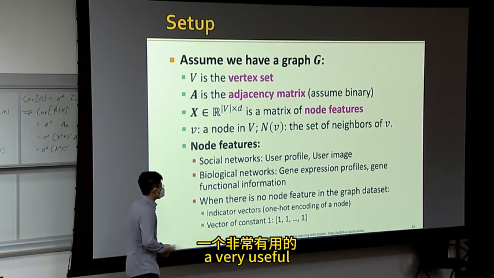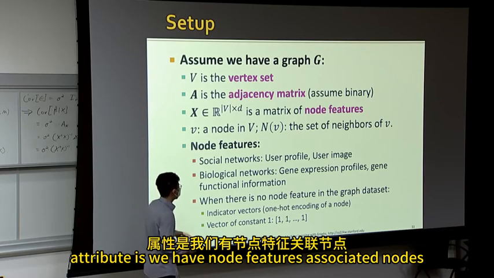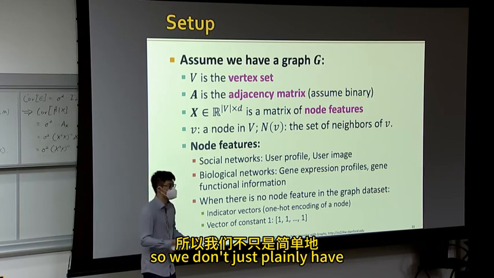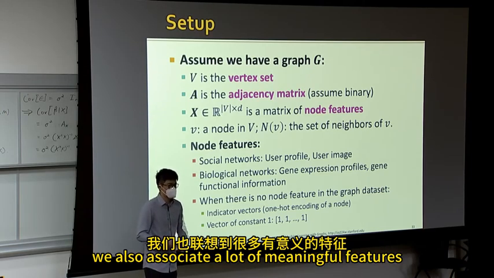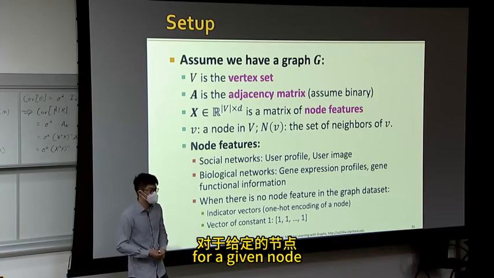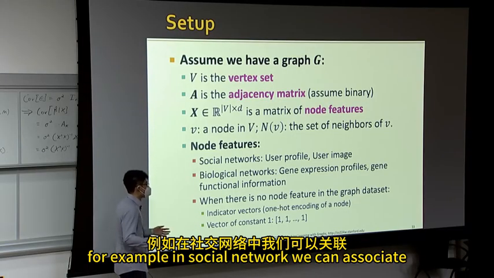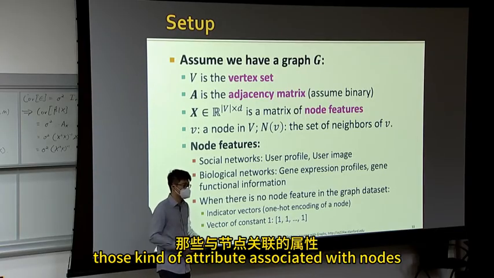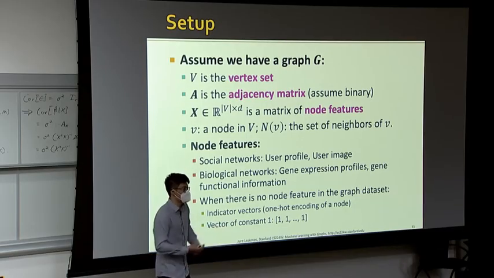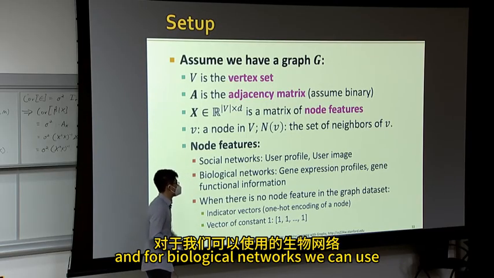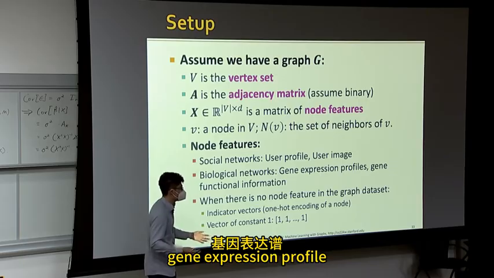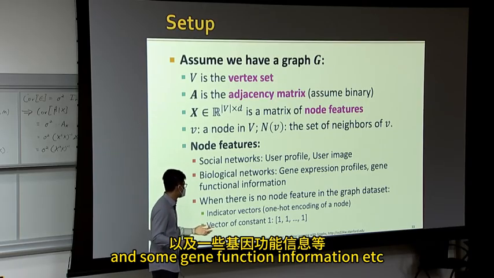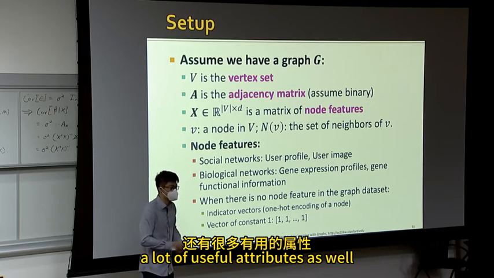A very useful attribute is that we have node features associated with nodes. So we don't just plainly have nodes in the network. We also associate a lot of meaningful features with a given node. For example, in social networks, we can associate user profiles, images of a product, those kinds of attributes associated with nodes. And for biological networks, we can use gene expression profiles, some gene function information, etc. A lot of useful attributes as well.